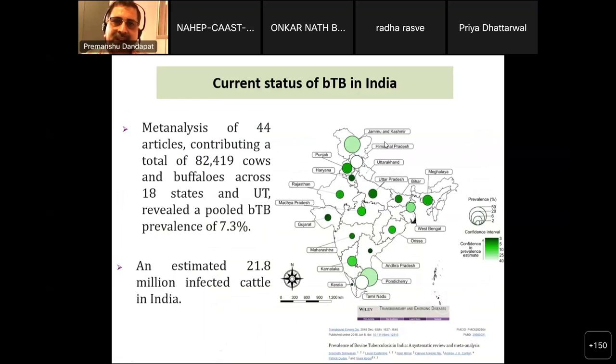Recently, a paper published in 2018 did a meta-analysis. They selected a total of 44 eligible papers, by a Penn State group basically. They analyzed data of more than 82,000 cattle and buffaloes across the country in 18 states and one territory, and concluded that the prevalence of tuberculosis in animals is around 7.3%. Even though it is as low as 7%, it is estimated that 21.8 million cattle are affected by tuberculosis in India, which is more than 5 times the total human cases of tuberculosis in our country.